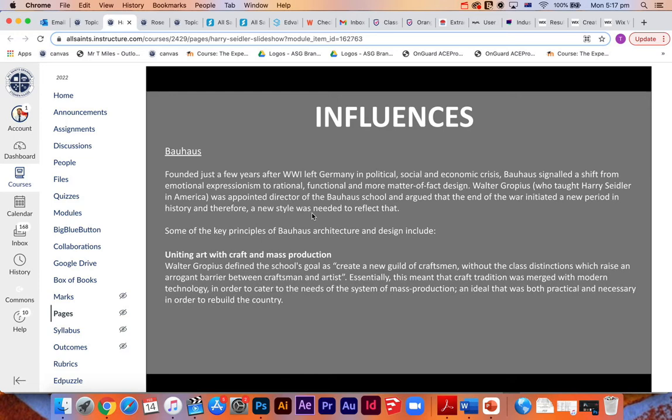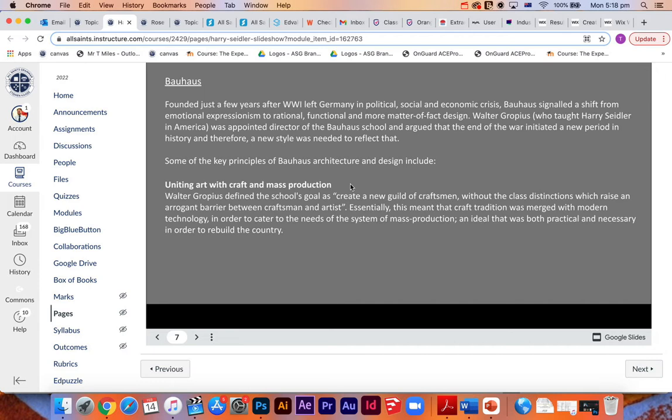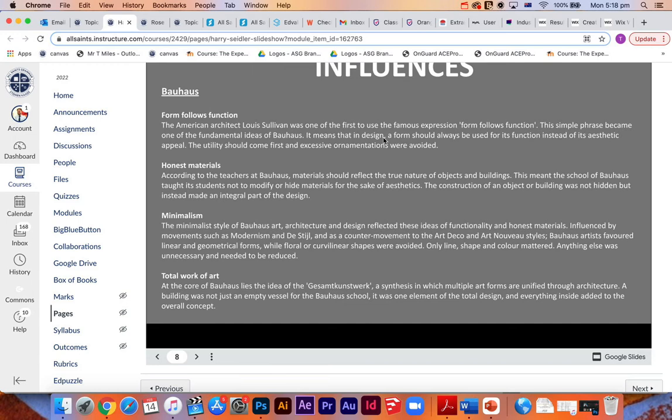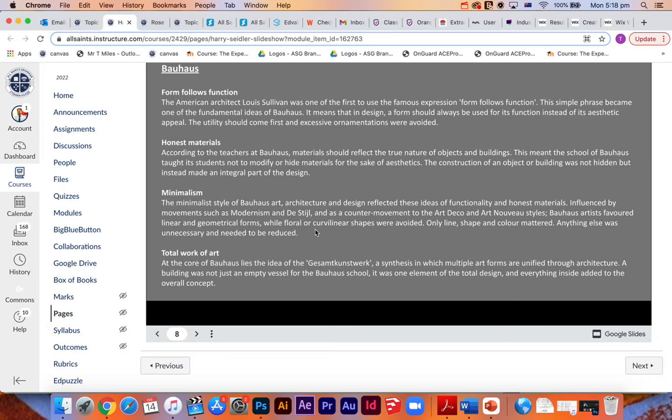And some of the key principles of Bauhaus architecture and design include uniting art with craft and mass production. I'll let you read through there. Form follows function. What that means is that there was no decoration. The functionality, or how the design is used, is more important than what it looks like, essentially. Minimalism: linear and geometric forms, and the avoidance of curvy or curved lines.